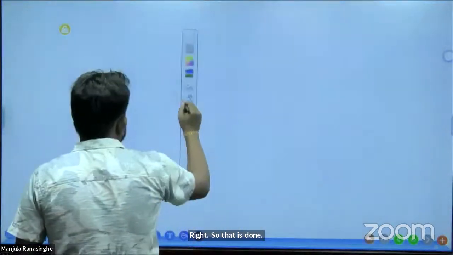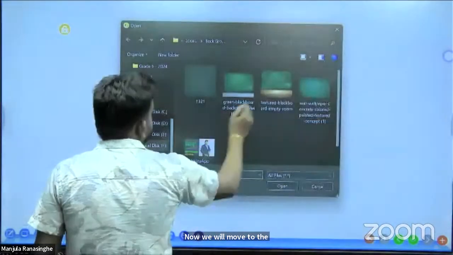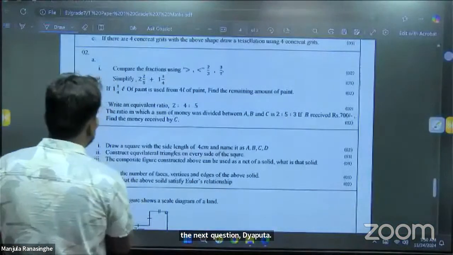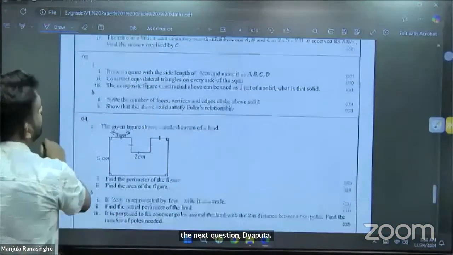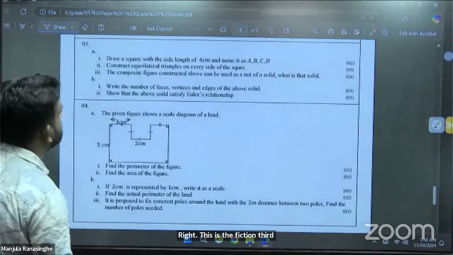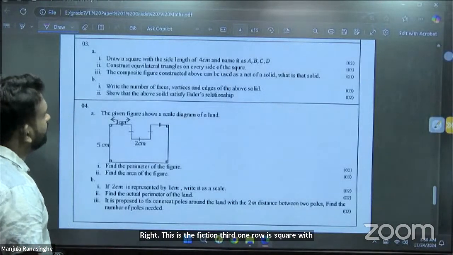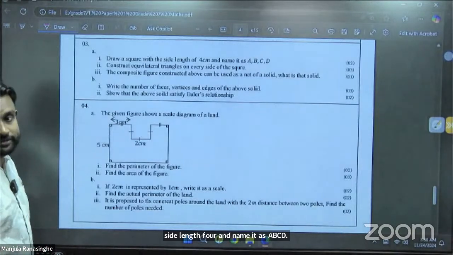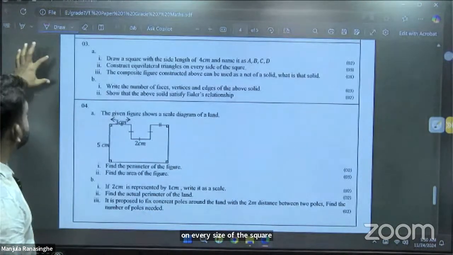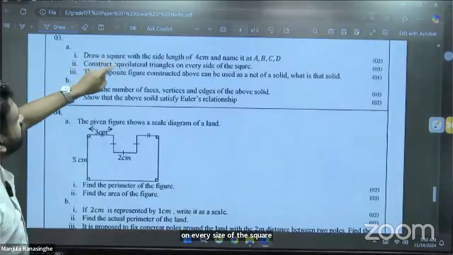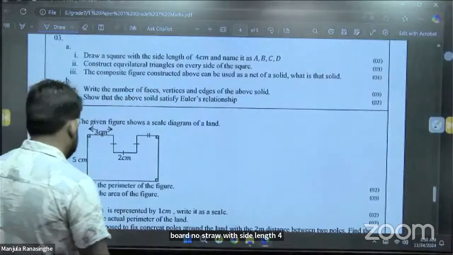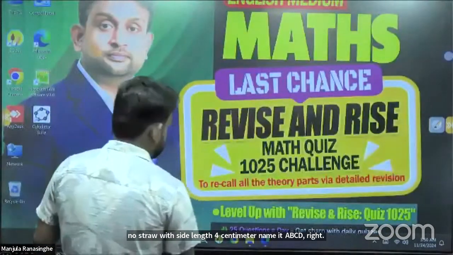Now we will move to the next question. Right, this is the third question. Draw a square with side length 4 cm and name it ABCD. Construct equilateral triangles on every side of the square. I will do this question on the board.